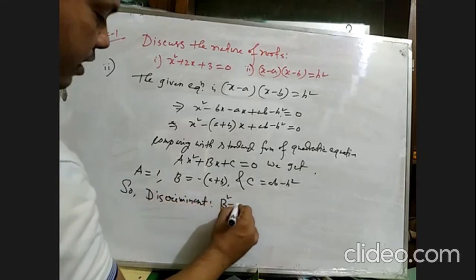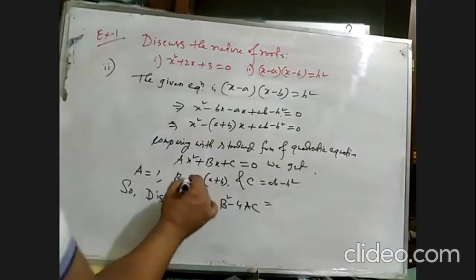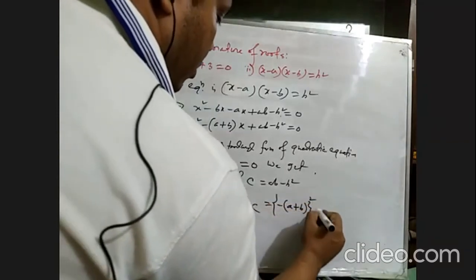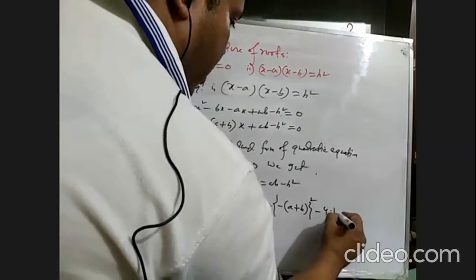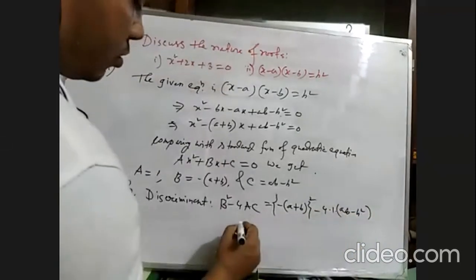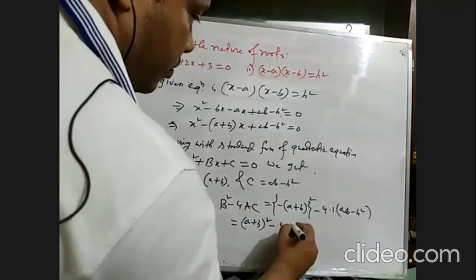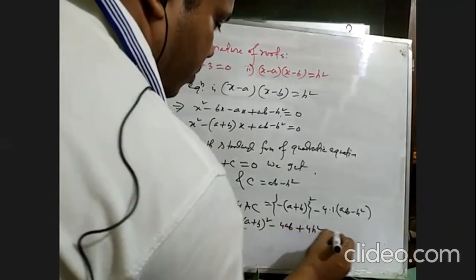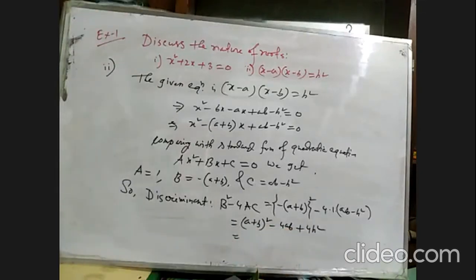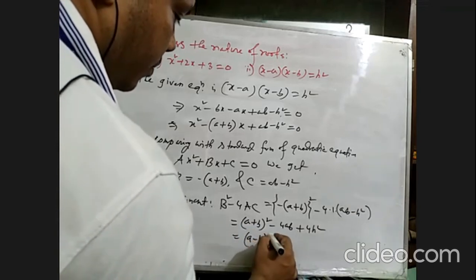So the discriminant b square minus 4ac, what will this value be? B means minus a plus b, minus 4 times a, which is 1, times c, which is ab minus a square. So we get a plus b whole square minus 4ab plus 4a square. Actually, a plus b whole square minus 4ab means a minus b whole square.